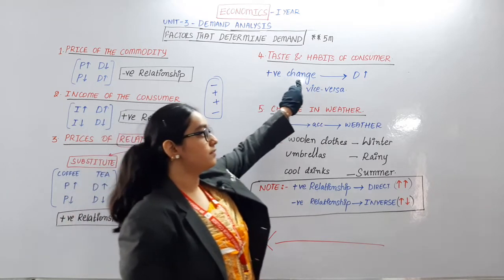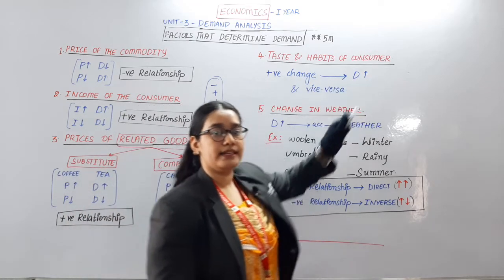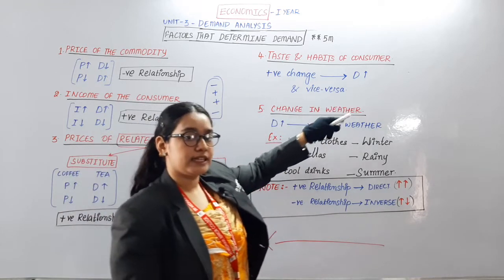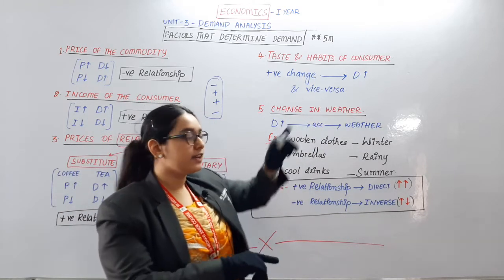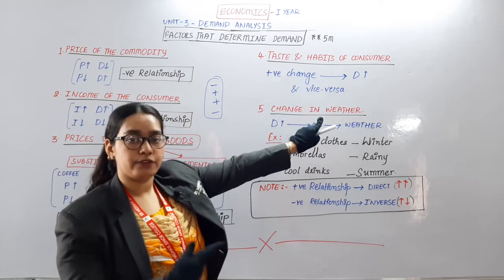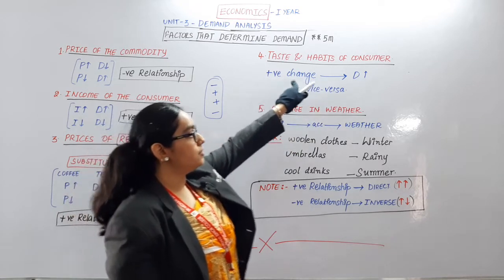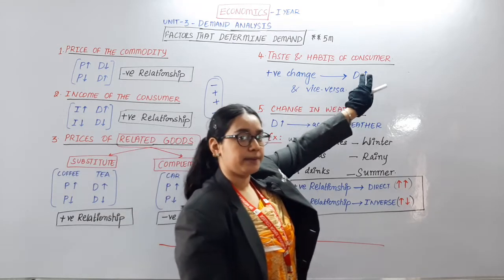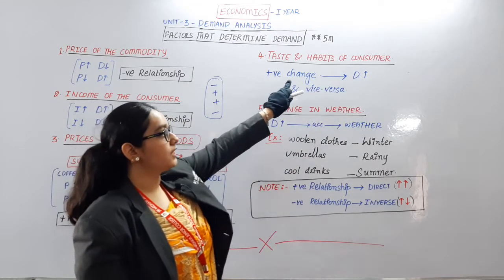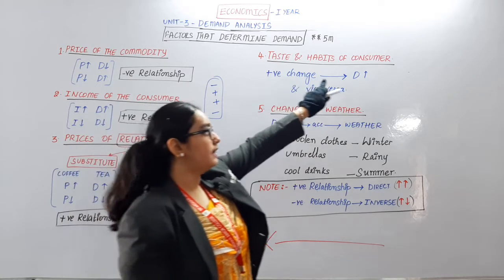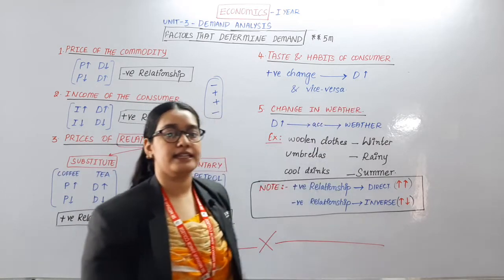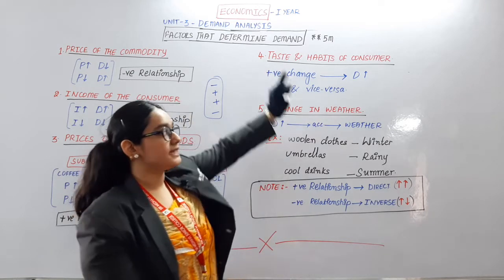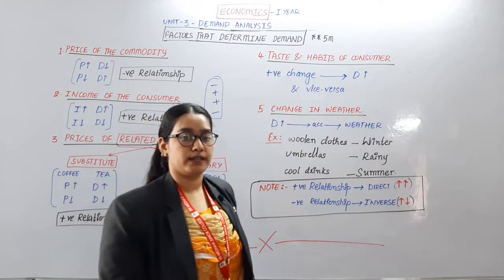If there is a positive change, then the demand will increase, and vice versa. Vice versa means that instead of saying the next sentence, we can write vice versa. For example, a positive change in taste of the consumer leads to an increase in demand. A negative change in the taste of the consumer, then the demand decreases. So demand also depends upon taste and habits of the consumer.